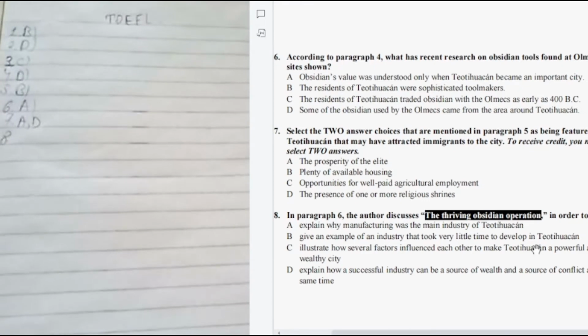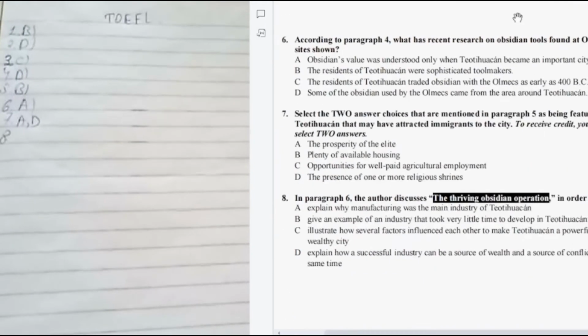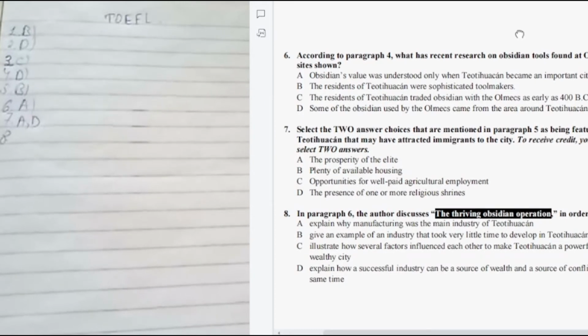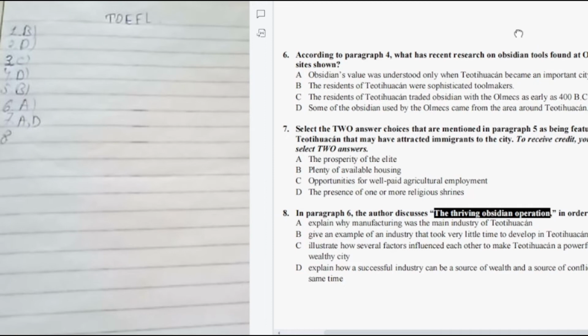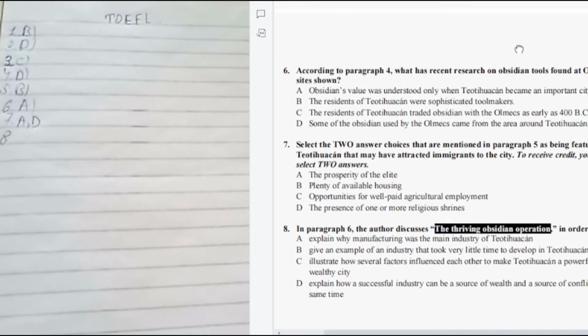8. In paragraph 6, the author discusses the thriving obsidian operation in order to explain why manufacturing was the main industry of Teotihuacan, give an example of an industry that took very little time to develop in Teotihuacan, illustrate how several factors influence each other to make Teotihuacan powerful and wealthy, or explain how a successful industry can be a source of wealth and a source of conflict at the same time.